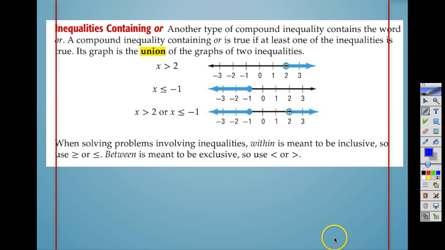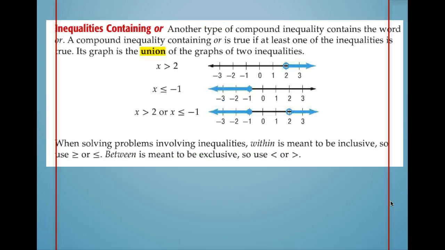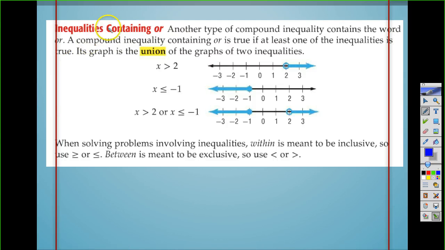All right, so welcome back. Here is the second portion of the compound inequalities. Now we have inequalities containing or. Okay, so another type of compound inequality contains the word or. A compound inequality containing or is true if at least one of the inequalities is true. Its graph is the union of the graphs of two inequalities.